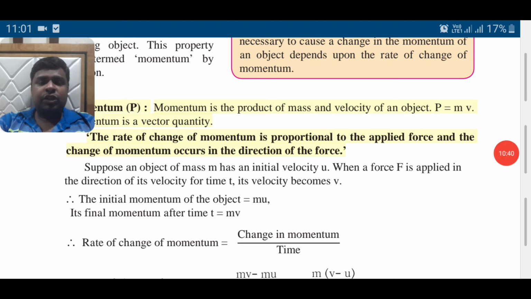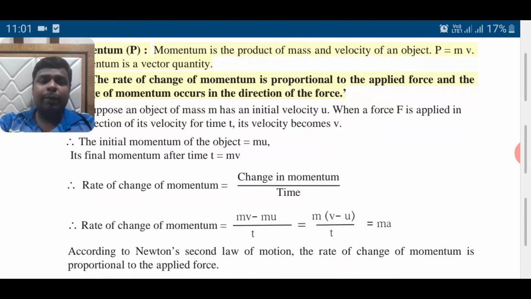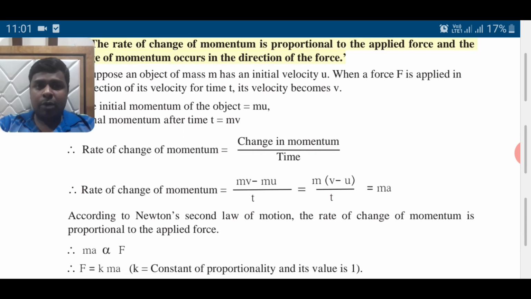Now rate of change of momentum is equal to change in momentum upon time. Momentum म्हणजे काय? Mass into velocity. Now let us consider initial momentum mu and final momentum mv. So change in momentum will be mv minus mu upon t. That will be the rate of change of momentum. m is common, so take it out. v minus u upon t is a, that is acceleration.